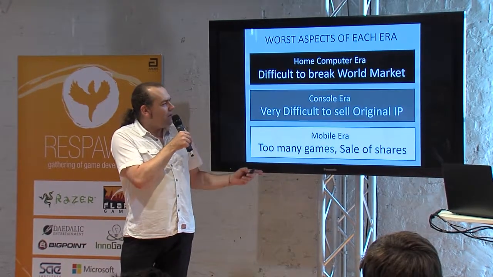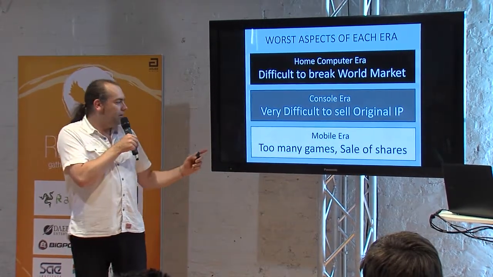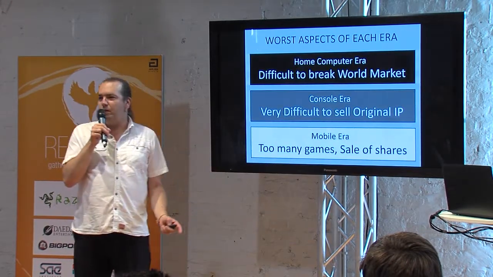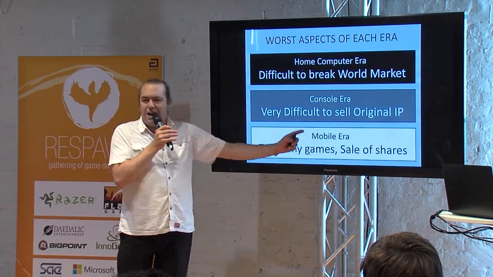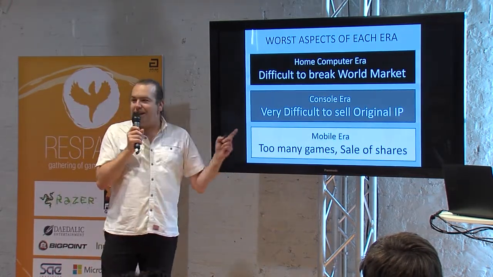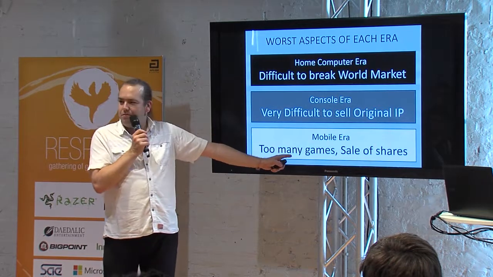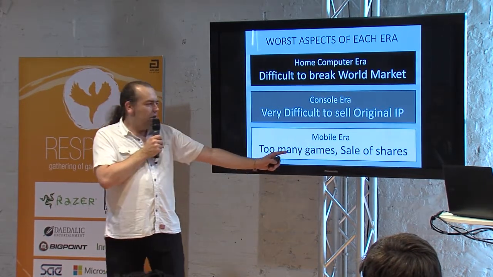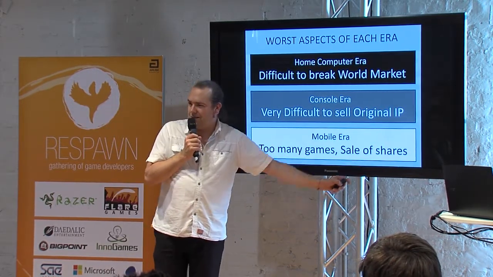The bad things about the console era: difficult to sell original IP. In the mobile era, the bad thing, we know: too many games and selling shares in your company to take your power away. We can't easily control this part, but if we're smart, we can control this part, okay?